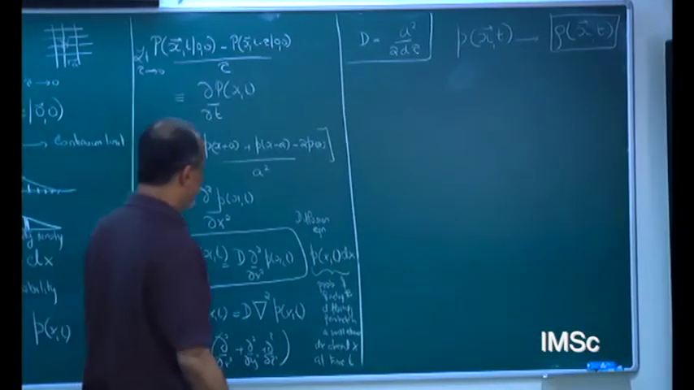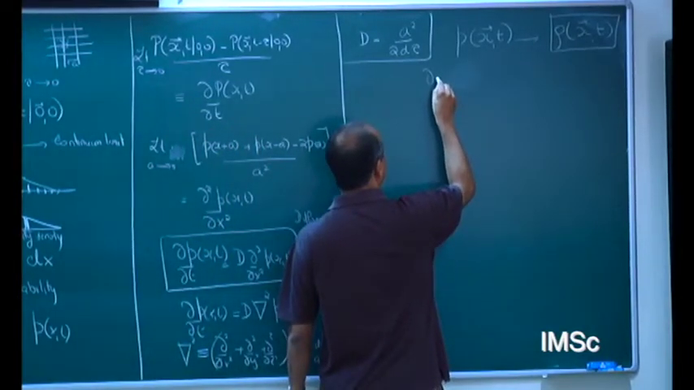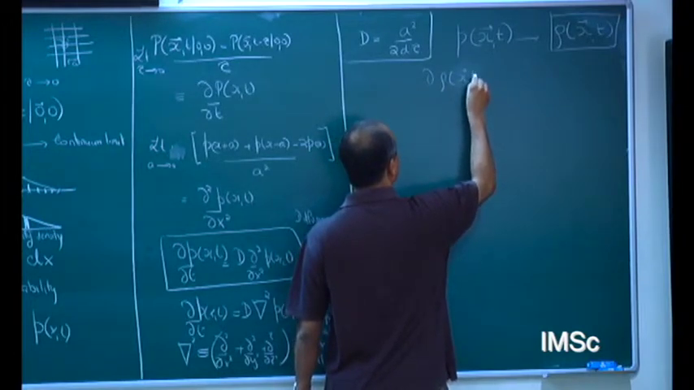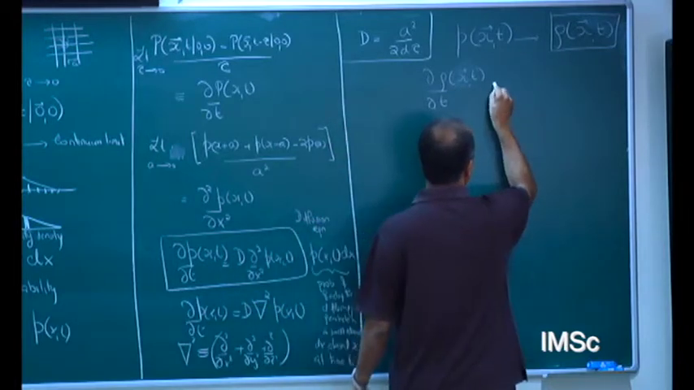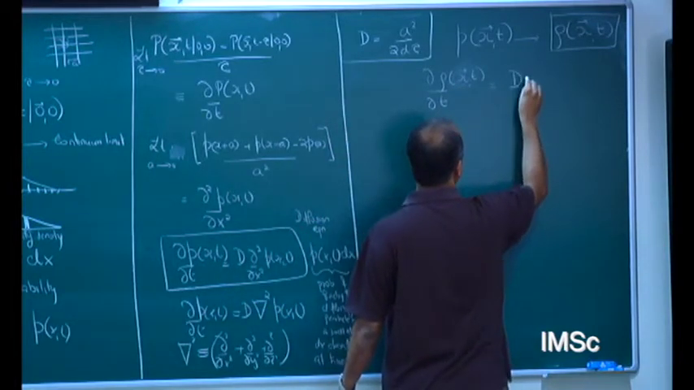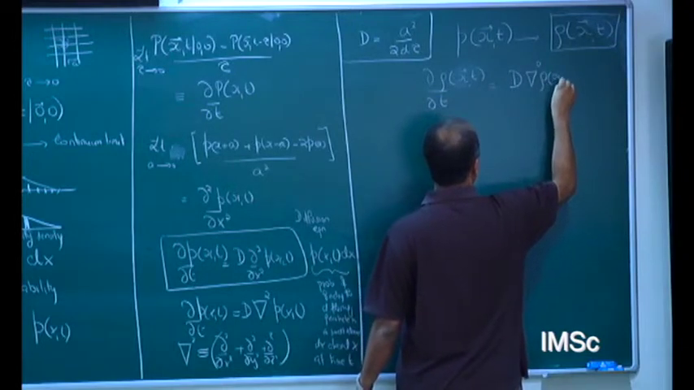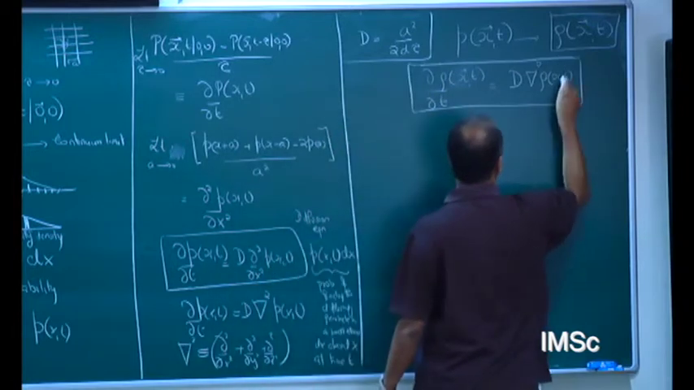So now this equation I can write in terms of that, and this is the notation I will be using from now on: delta of rho as a function of vector x at time t divided by delta t. This is how that density changes. This changes by an amount which is the diffusion constant times this operator del squared acting upon rho at x comma t. And diffusion equations are normally written for densities.